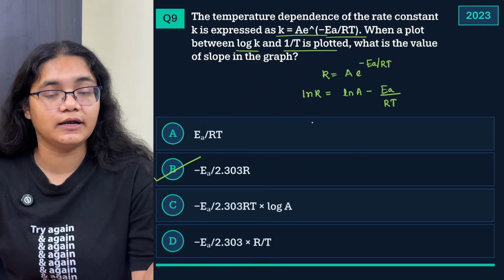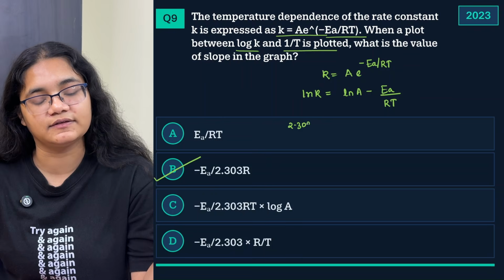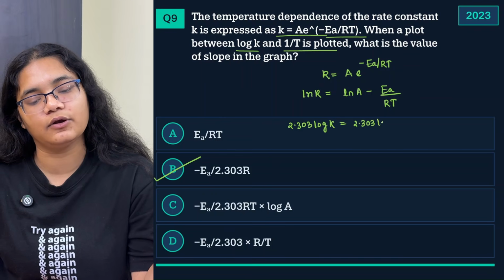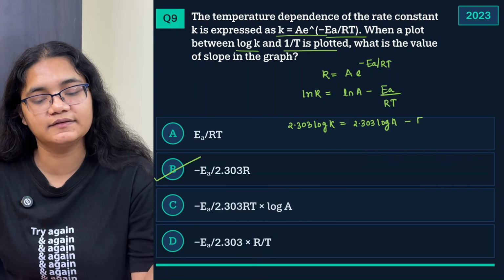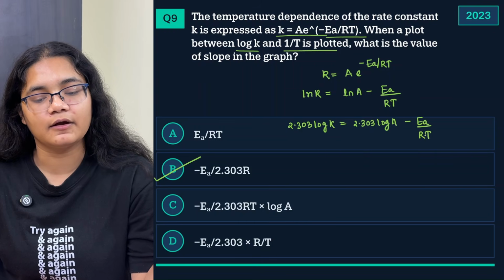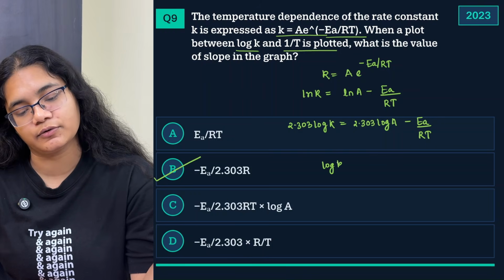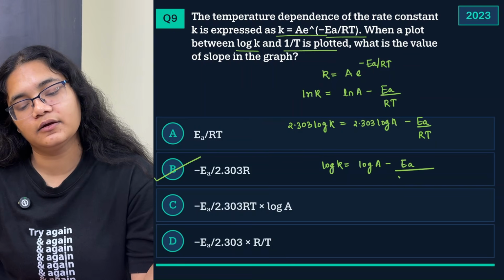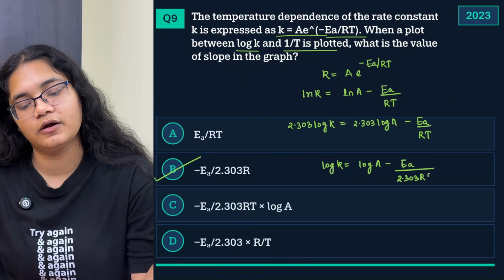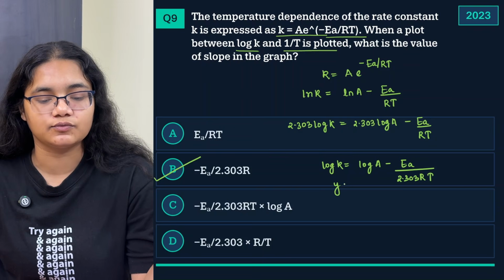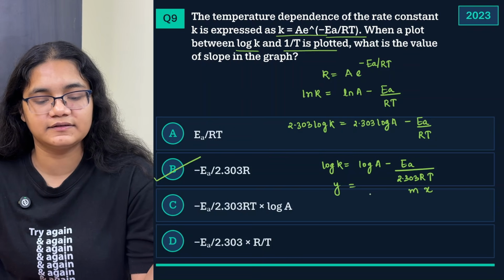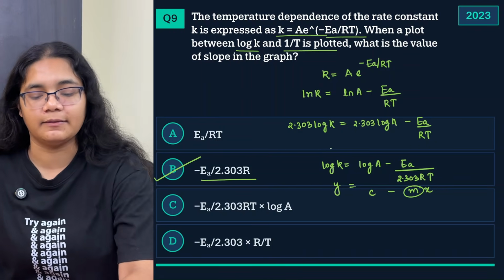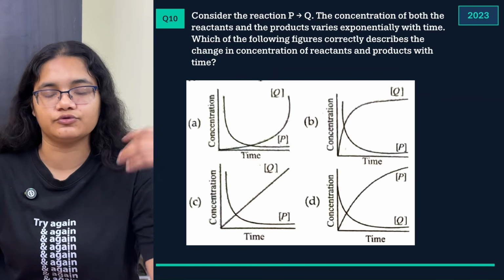Now if I want to convert it into log, that will give me 2.303 log K equal to 2.303 log A minus Ea by RT. Now divide 2.303 throughout the equation, so we get log K equal to log A minus Ea by 2.303 RT. If you see the equation, this is y equal to mx plus c. So the slope of this equation is minus Ea by 2.303 R. You should remember this, you should not derive it, okay?